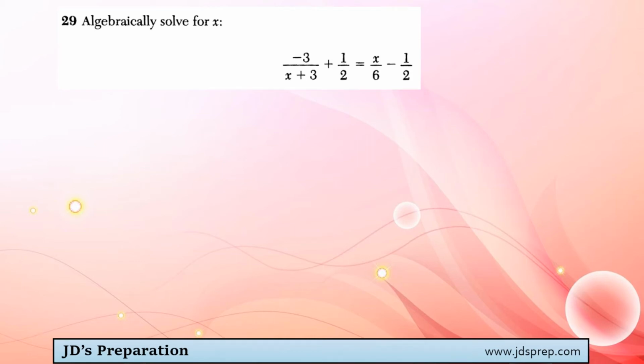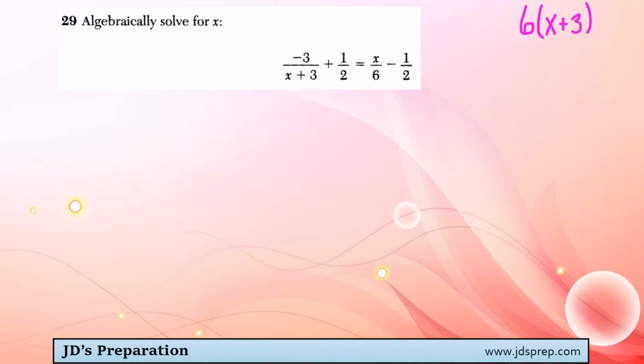There's a couple different strategies we could do here to solve this equation. One method would be to find the least common multiple, or the lowest common multiple, of each denominator, which, if you're curious, in this case would be 6 multiplied by x plus 3. And we would multiply all four terms by this. And by doing that, we would get rid of these fractions.